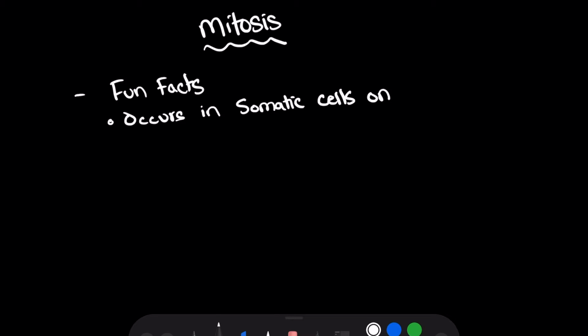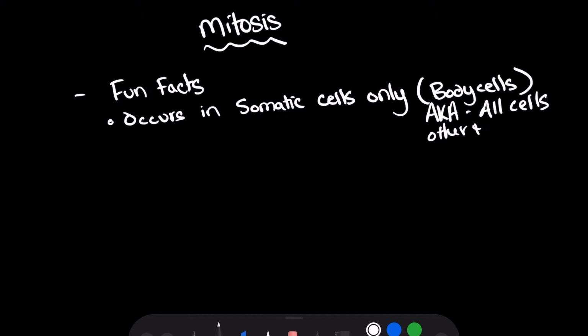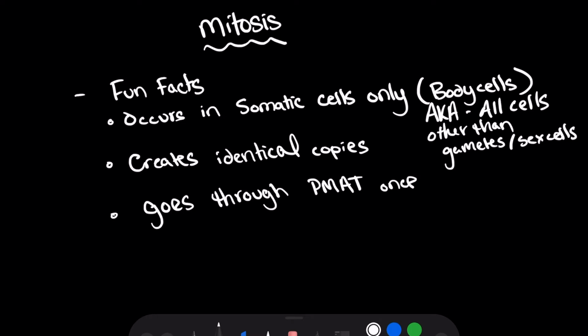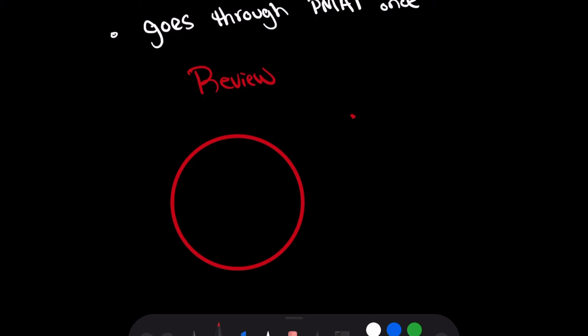All right, today we're going to talk about mitosis. Let's talk about some fun facts. Mitosis overall occurs in somatic cells. These are our body cells, which is basically every cell in your entire body other than those gametes that we're going to learn about. Remember, our gametes are our sex cells. So in males, it is sperm, and in females, it's egg. Mitosis makes identical cells, since if we have a toe cell that needs to be regrown, it needs to be the same. And it goes through a process called PMAT. We're going to learn about it.